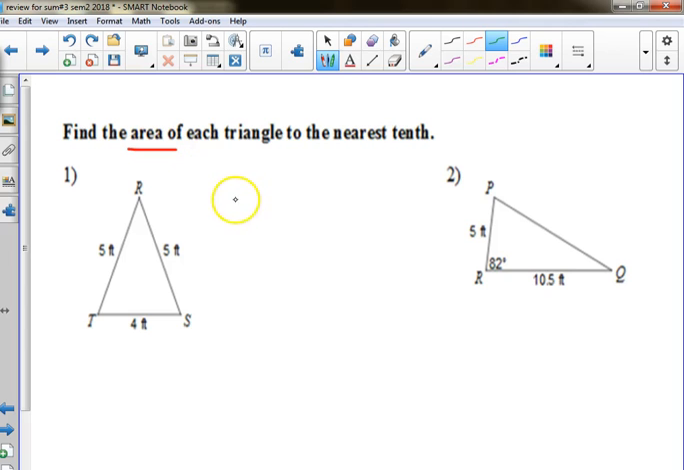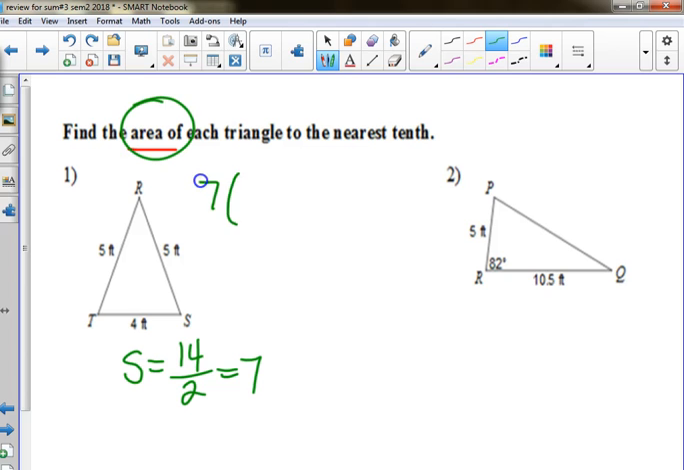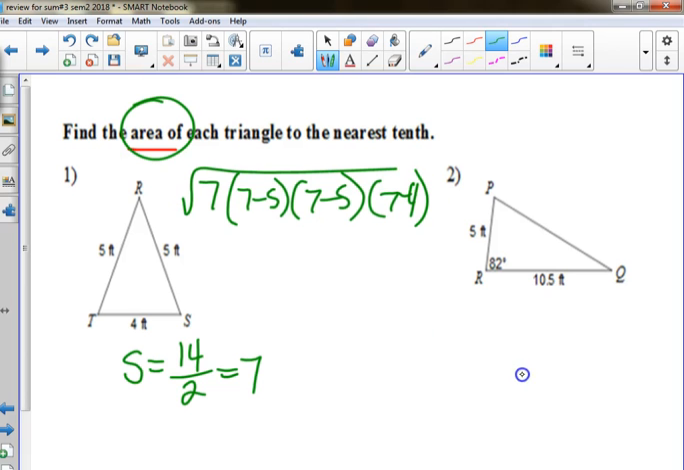All right. This says area. What most people get wrong is they don't read directions. What are we going to have to use for this disgusting one? The formula that's on the board over there. How do you use it again? Add them all up and divide by 2, and that's the S. So then it's square root of 7 times 7 minus 5 times 7 minus 5 times 7 minus 4. Can I skip doing that one? I'm going to skip doing this one too.